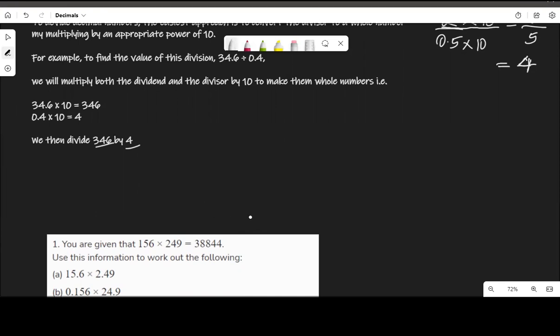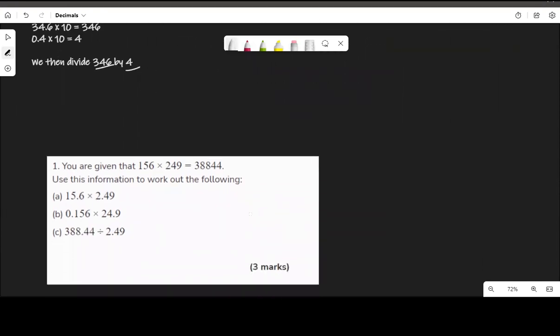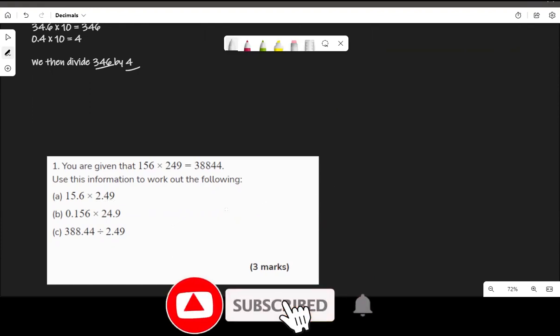With that knowledge, we are going to solve some past questions. This is an IGCSE question here. You are given that 156 multiplied by 249 is equal to 38844. Use this information to work out the following. 15.6 multiplied by 2.49. How can we do that? Let's assume we are not permitted to use a calculator in this. How can we do this?